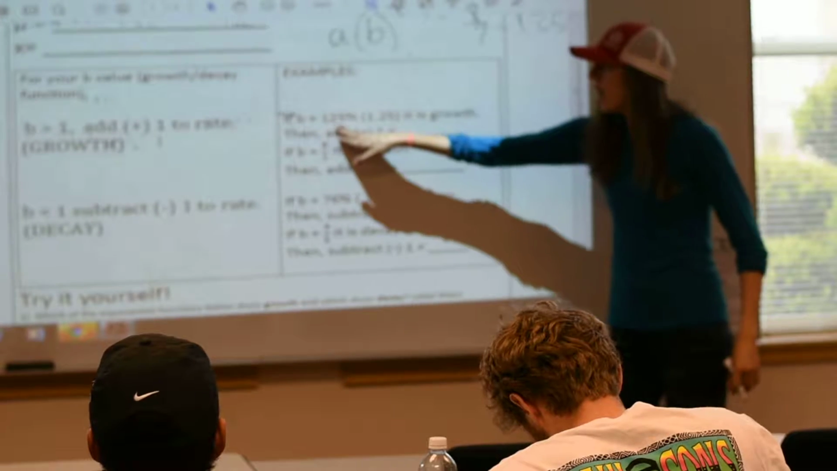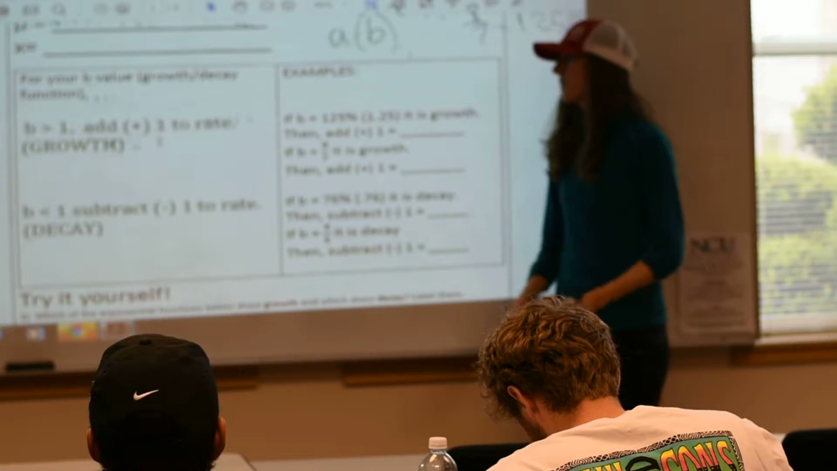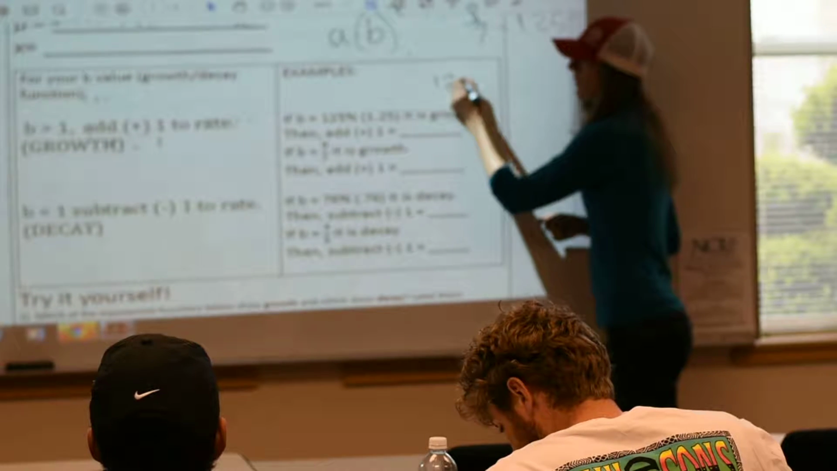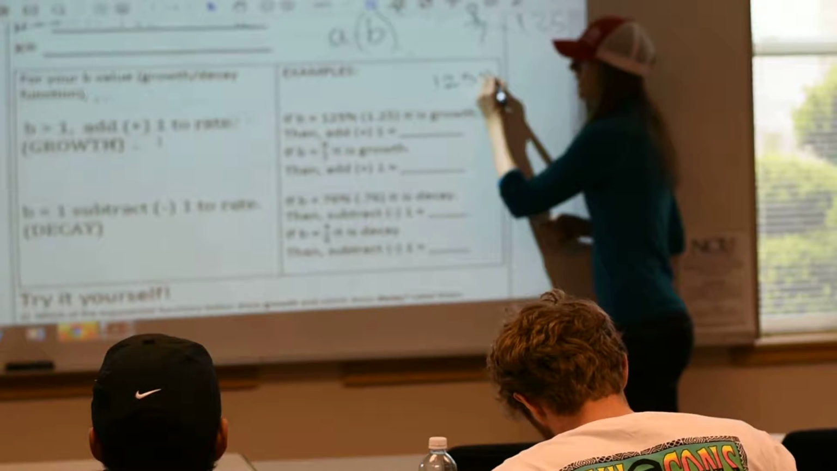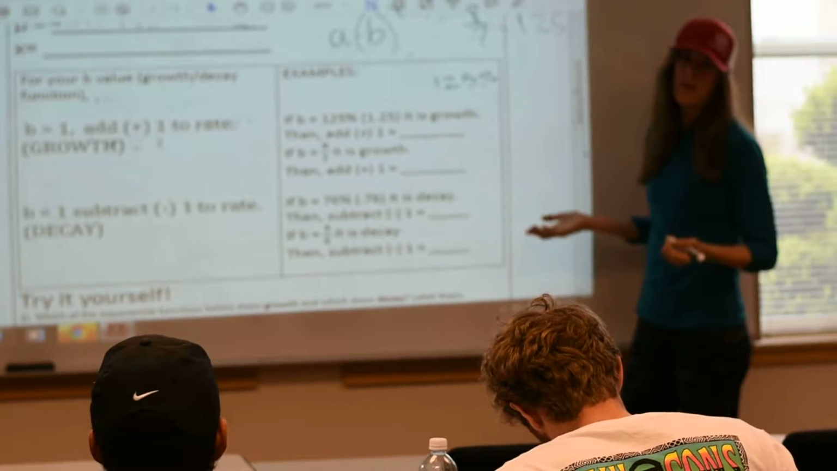So if our rate is 125%, we have to first convert that, always have to convert that to a decimal. So to do that, we have our 125%, and we're going to have our decimal place at the end of it because it's 125.0.